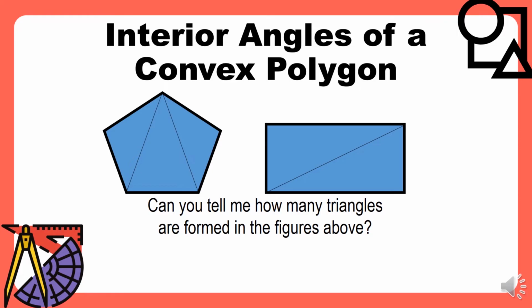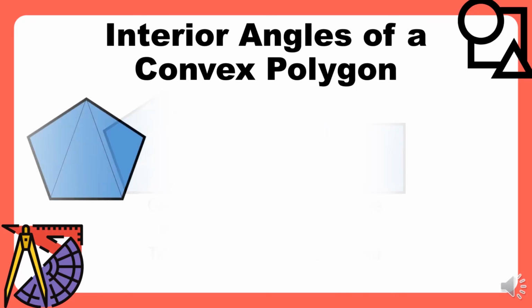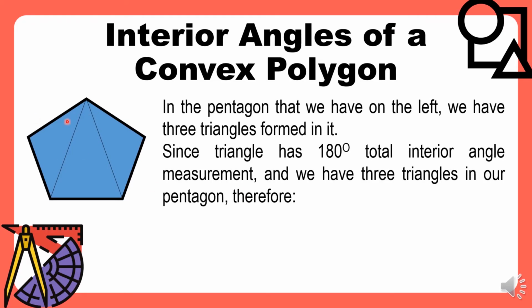Mahusay! May nabuo tayong 2 tatsulok dito. Take note that the sum of the interior angle of a triangle is 180 degrees. Tandaan na ang kabuang sukat ng mga angles o ng 3 angles sa isang triangle ay laging may total na 180 degrees. In the pentagon that we have on the left, we have 3 triangles formed in it.